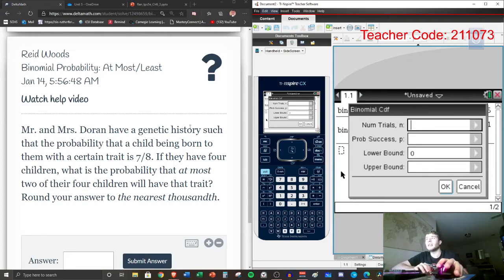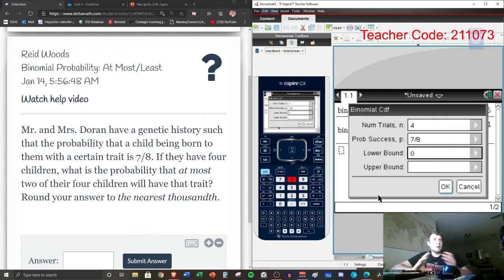So we have another genetic history question. The probability that they're going to get a trait is 7/8. If they have 4 children, what's the probability that at most 2 of their 4 children will have that trait? At most means that amount or less. So we're going to type this in. Number of trials: they want to have 4 children this time, not 5. What's the probability they get the trait? It's 7 out of 8. And it says at most 2 of their 4 children will have the trait.